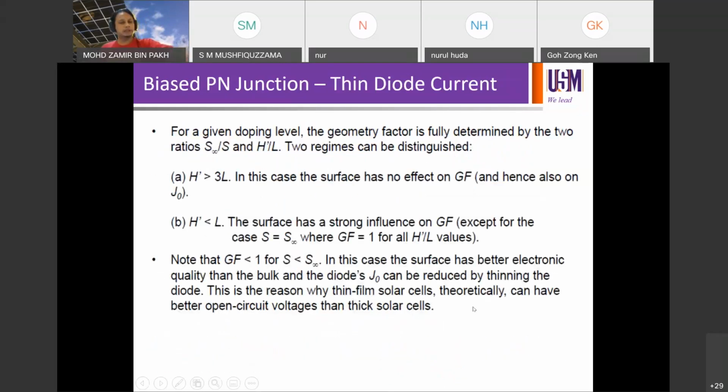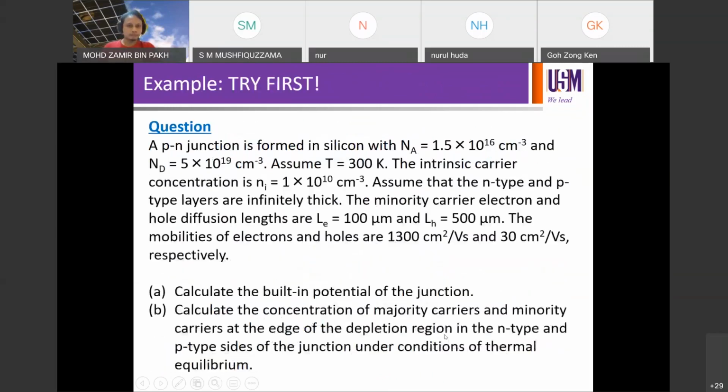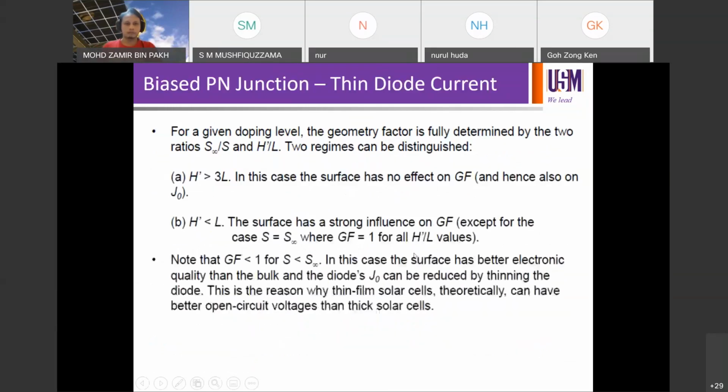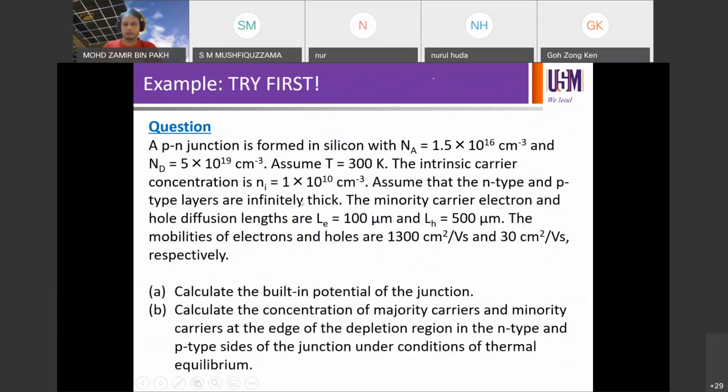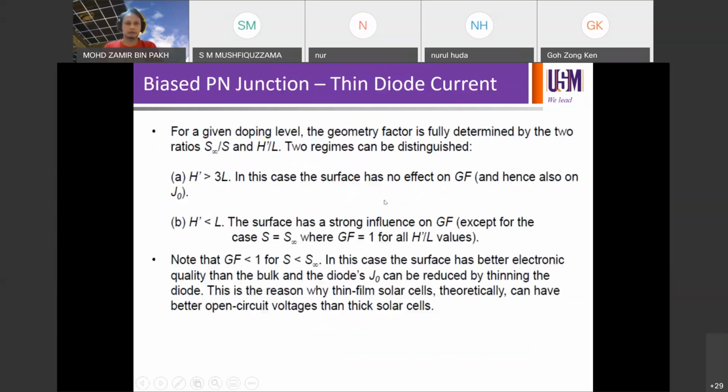Oh, there's no time to do this calculation, it's 10:45 already. What time is it? 10:45. Tomorrow is Wednesday. I think we're just going to continue this tomorrow. So please try this question first, and then we're going to discuss it in tomorrow's class, okay? There's no time to continue now.